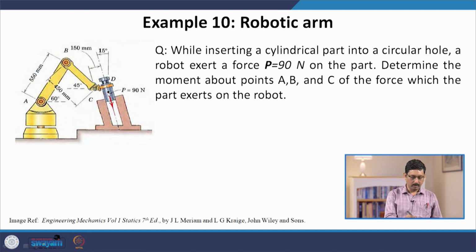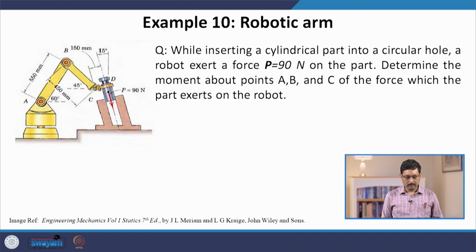So, this is the point of application of the force, and this is the line of action, this is the magnitude, and this is the direction, about the points A, B and C. Different points are given, so you choose 3 different pivot points and calculate the moment.